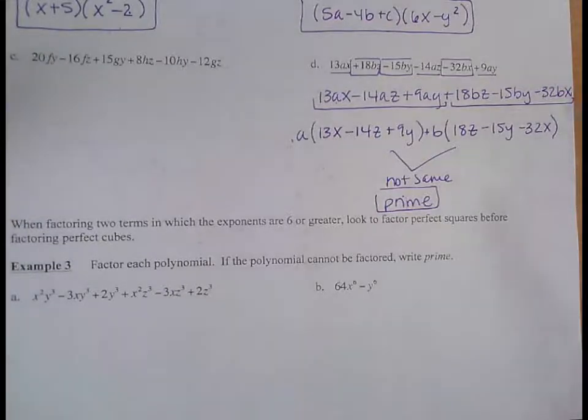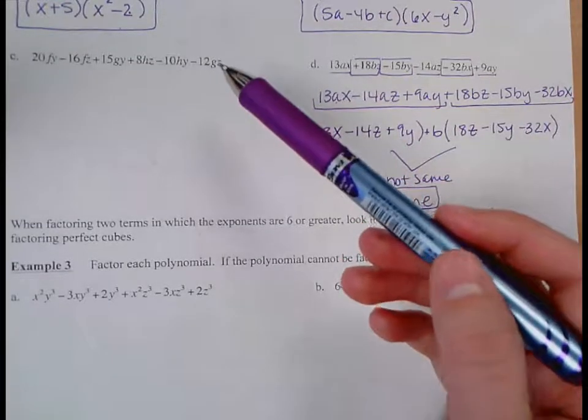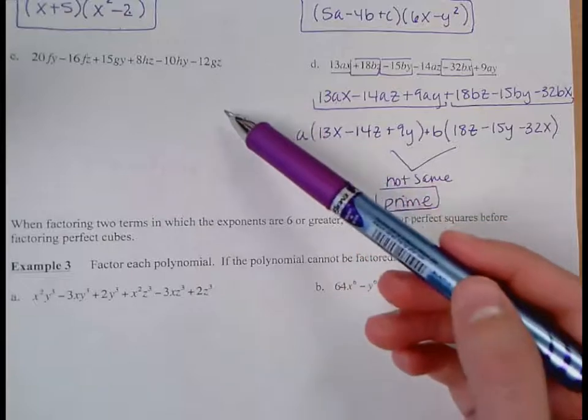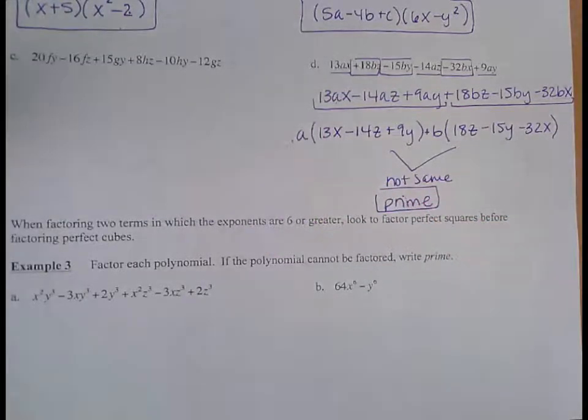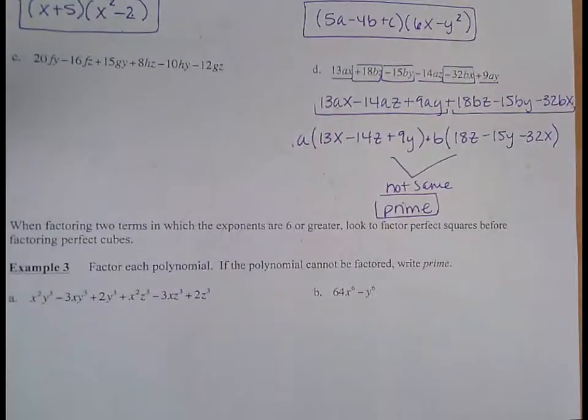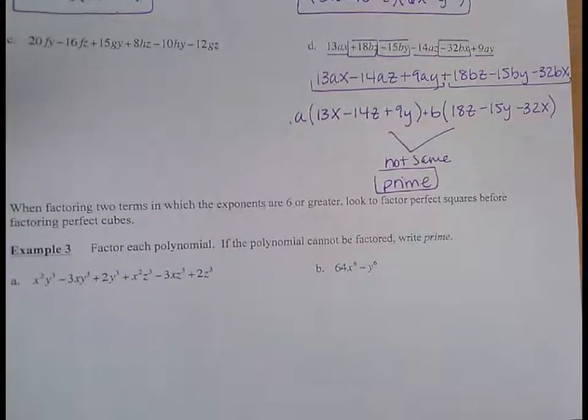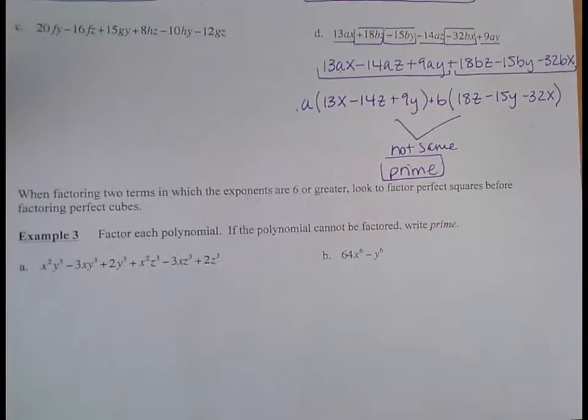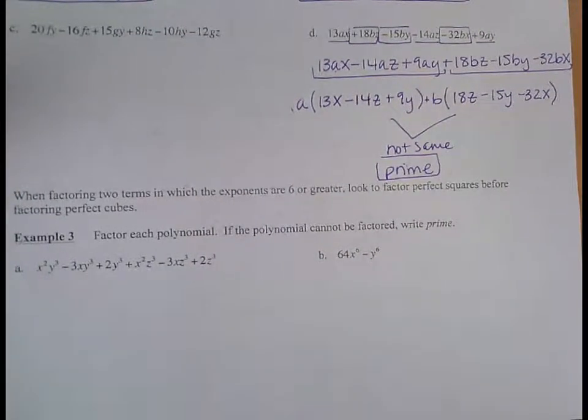Now that doesn't mean when you have to rearrange terms that it'll always end up being prime. C, I know we skipped it for now. C, we would have had to rearrange as well, but it was not prime. It would have actually worked out like B did. So I just wanted to show you when you had to rearrange and show you what it looks like if it's prime. So you're not thinking it can be factored. Any further questions on D?